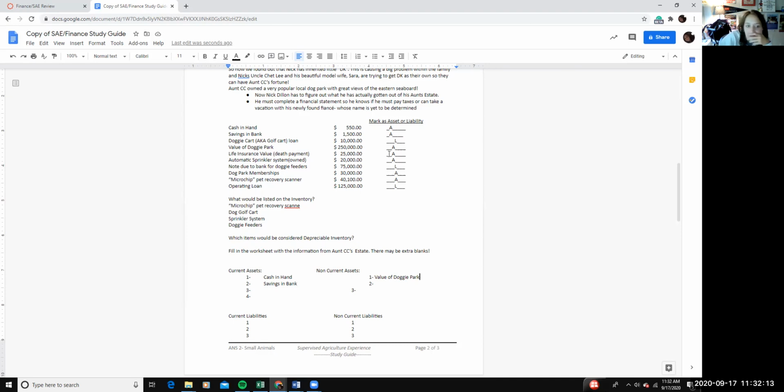And then the life insurance value, or the death payment, would be something that you could quickly convert because it's technically probably cash that you have in the bank now from your aunt. And then the automatic sprinkler system would be a non-current because you may still be paying on it.